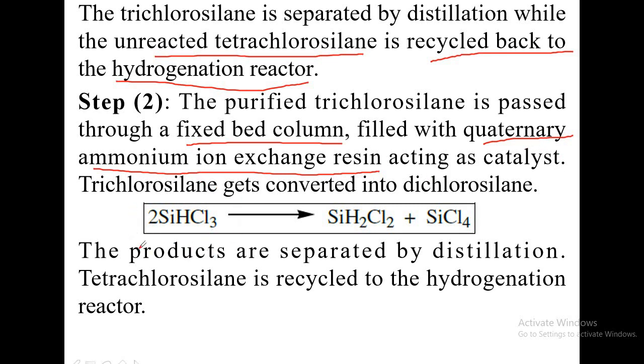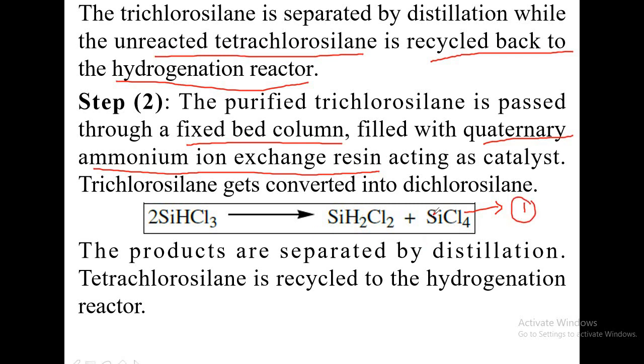that trichlorosilane into dichlorosilane. So trichlorosilane has 3 chlorine atoms, and this compound dichlorosilane consists of only 2 chlorine atoms, and here the number of hydrogen atoms increases by 1. So we have converted tetrachlorosilane to trichlorosilane, trichlorosilane to dichlorosilane. Along with that, tetrachlorosilane is also obtained, and this is taken to step 1 after separation by distillation.